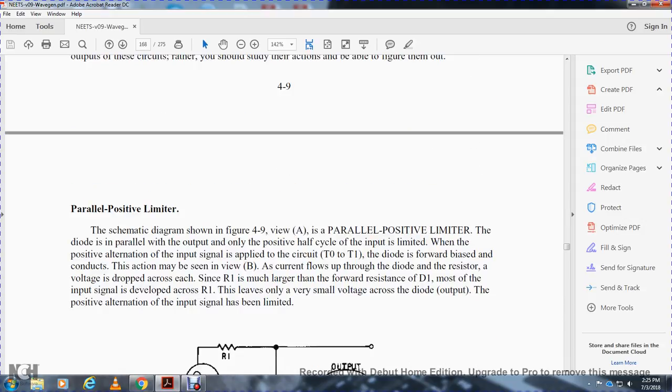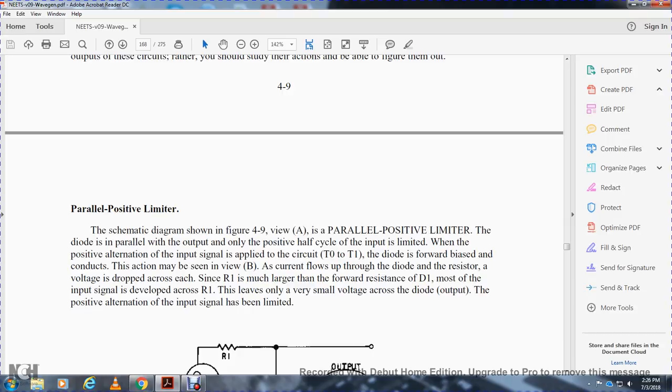Parallel positive limiter. The schematic diagram is shown in Figure 4-9, view A, of the parallel positive limiter. The diode is in parallel with the output, and only the positive half of the cycle is limited. With the positive alternation of the input signal applied to the circuit at time interval 0 to 1, the diode is forward biased and conducting. As seen in view B, current flows up through the diode and resistor, and the voltage drops across each.